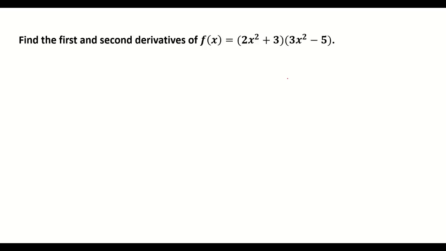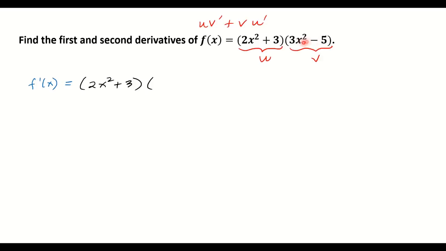Let's say we would like to get the first and second derivatives of the given function. So let us apply product rule to get the derivative of the given function. Remember that we're using the formula u times the derivative of v plus v times the derivative of u. So let us say this is our u and this is v. Getting the first derivative, we have u, so let's copy 2x squared plus 3. And then the derivative of v, so this would be 6x.